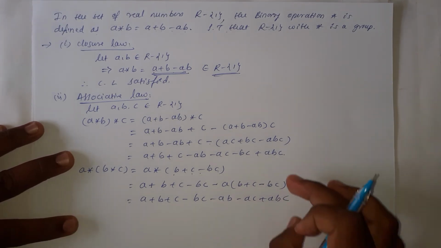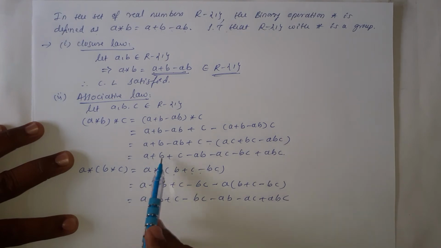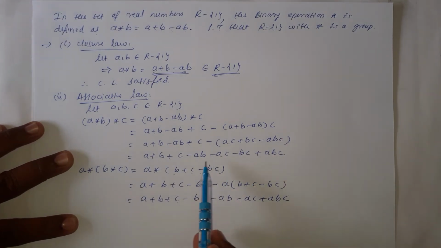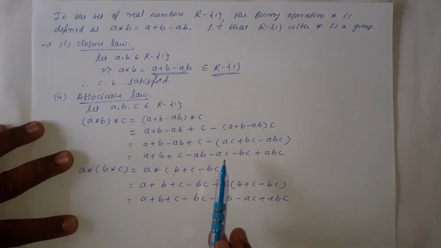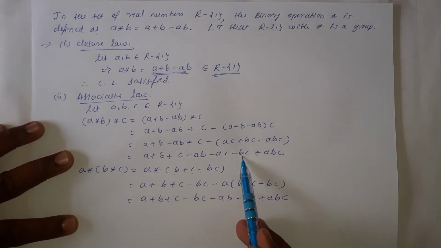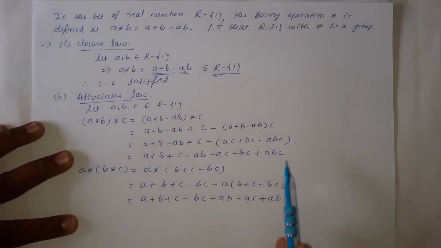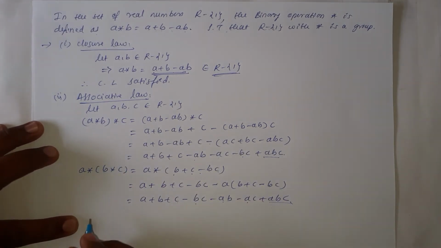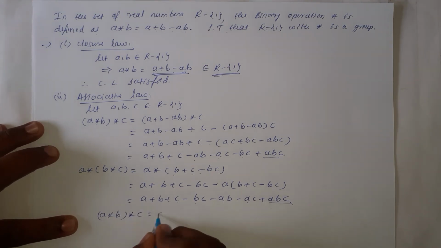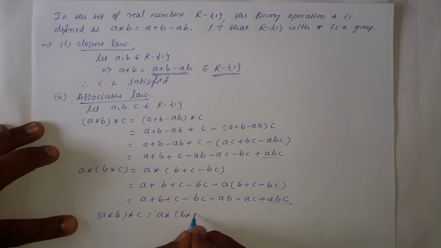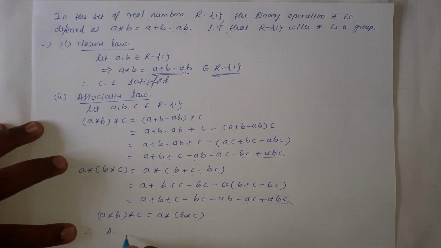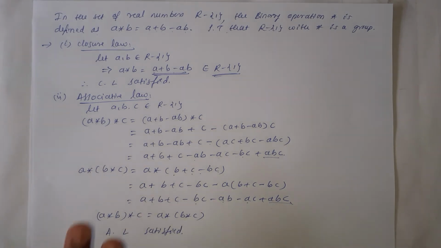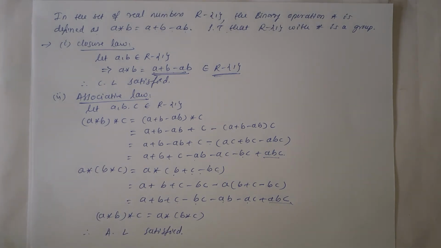So, here look at these two results: A plus B plus C minus AB minus AC minus BC plus ABC in both. So, therefore, these two are one and the same. So, therefore, A star B star C is equal to A star B star C. Hence, associative law satisfied for this given set R minus 1.